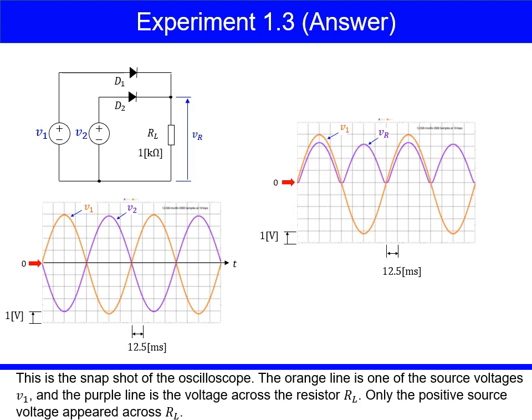This is the snapshot of the oscilloscope. The orange line is one of the source voltages V1, and the purple line is the voltage across the resistor RL. Only the positive source voltage appeared across RL.